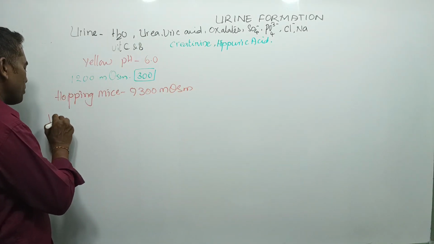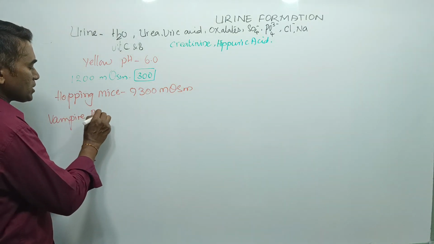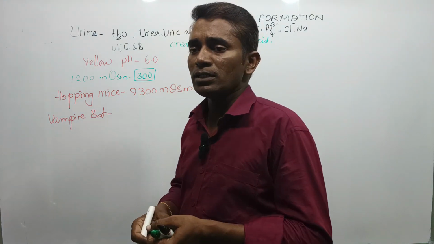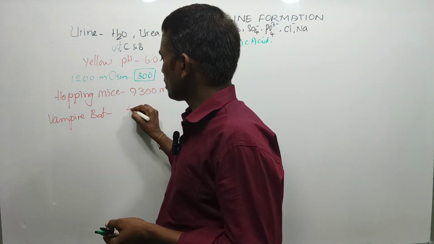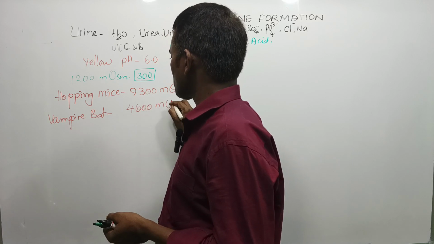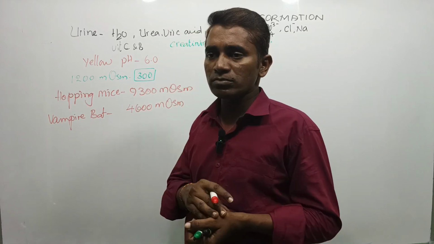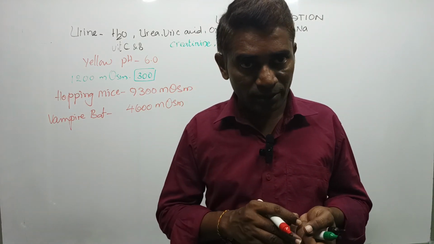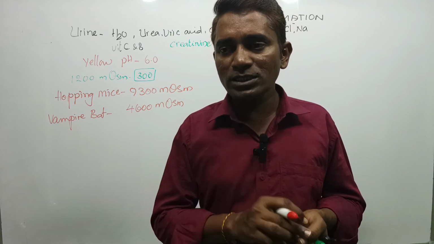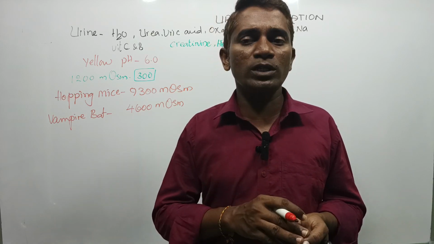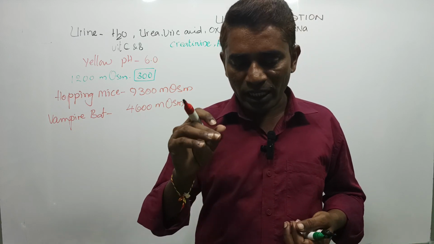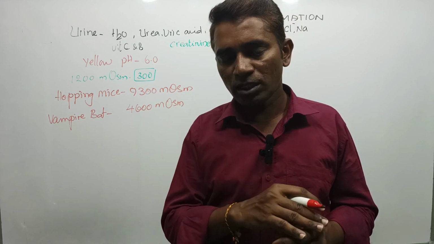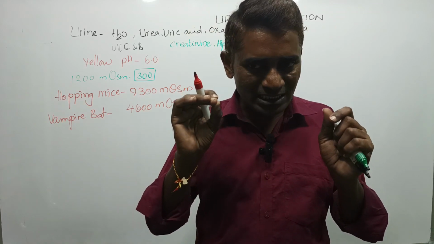Similarly, vampire bats usually feed on blood of primates, animals, birds, etc. But this vampire bat excretes almost 4600 milliosmolar urine. It means they excrete more concentrated urine in order to conserve water. There is a necessity to conserve water always, because without water you cannot expect life. All the biochemical activities require water. It is a universal solvent.